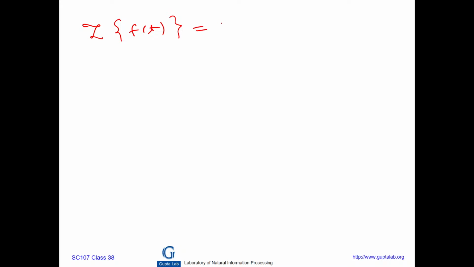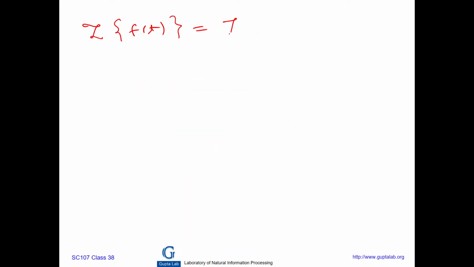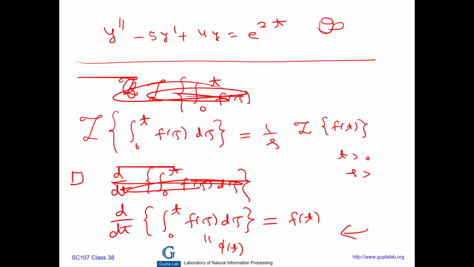is nothing but, what I am saying is that I am taking the Laplace transformation of this equation on both sides. Then what I get is the Laplace transformation of phi dash of t, right? Because if this expression is phi of t, then d over dt of phi of t, which is phi dash of t, is f of t, right?